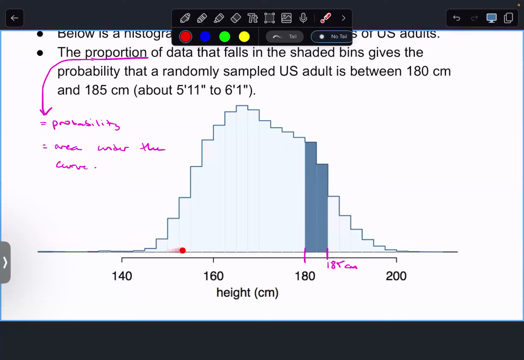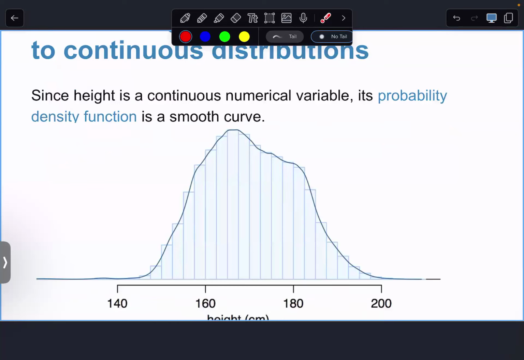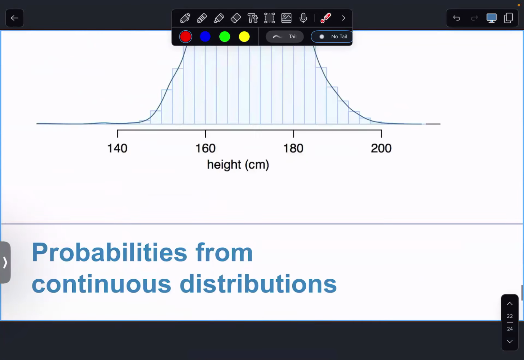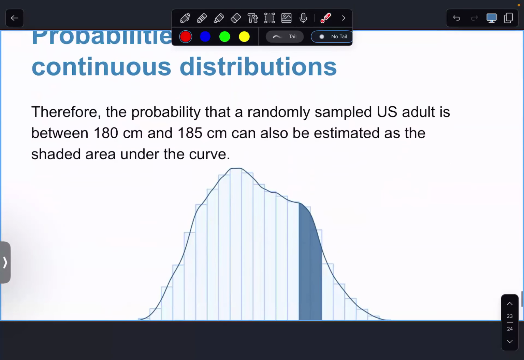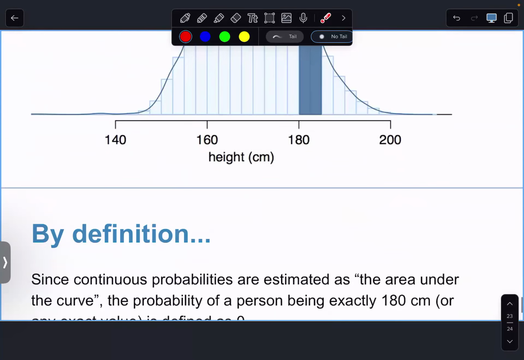Meaning the total area under the entire curve must be 1, right? All possible heights of US adults, if I add up all of them, the probability of being any one of those heights should be 1, right? And so we're going to see that. So what we do is we just kind of smooth this out and we find a mathematical function for this curve. We don't, but technically. And so now we can use kind of the smoothed curve.